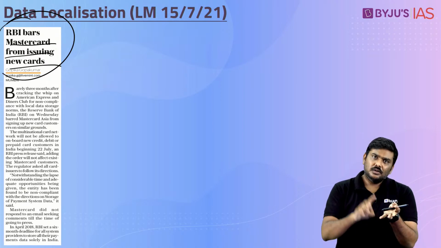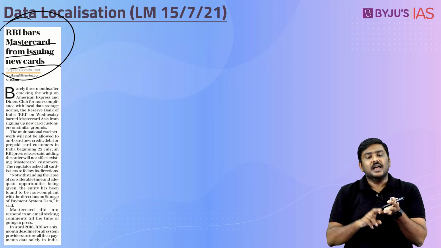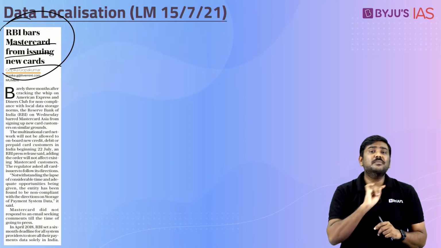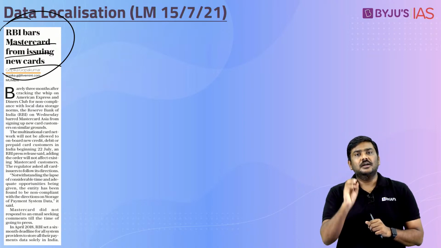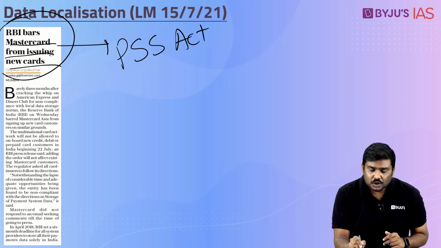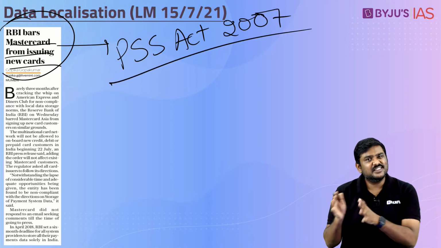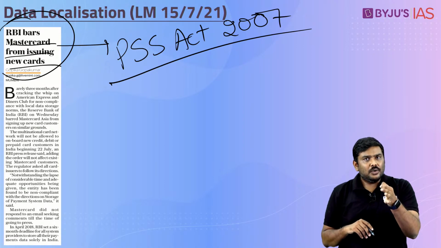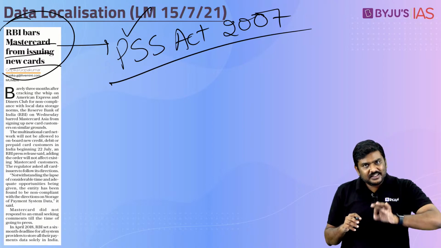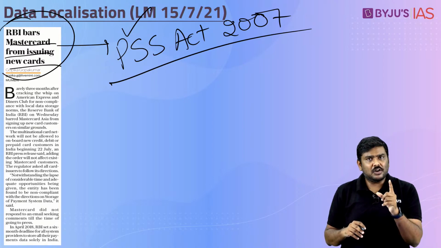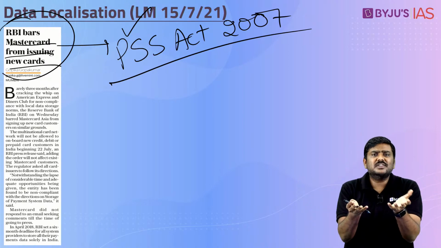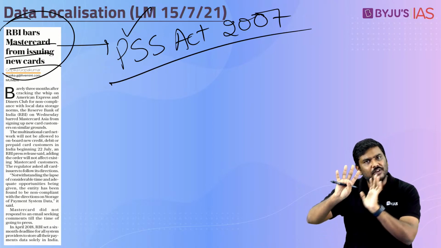Earlier, Diners Club has been imposed with the same restriction. American Express also has been imposed with the same restriction. Why has RBI done this? That will be much more important from the UPSC exams perspective. Please understand this, RBI, under one of the acts, that is the PSS Act of 2007, Payment Settlement Systems Act of 2007, can allow any private entity to operate as a payment settlement gateway. And under this same act, RBI has been given the power to regulate, to set standards, or basically all the powers related to payment settlement systems have been given to RBI.